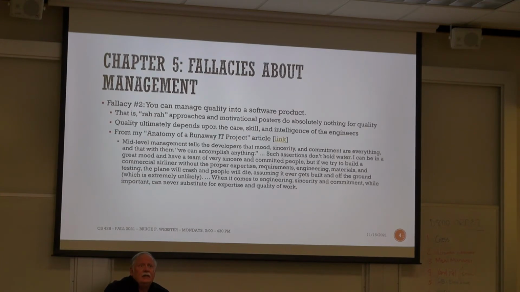Next fallacy: you can manage quality into a software product. By this, it's sort of like, if everyone has great intent and we're all a unified team, it's going to be high quality. Now, quality comes from actual attention to detail and extensive quality activities. Remember again the inside-out diagram and all the different aspects that go into producing quality in your deliverables. That's what matters.